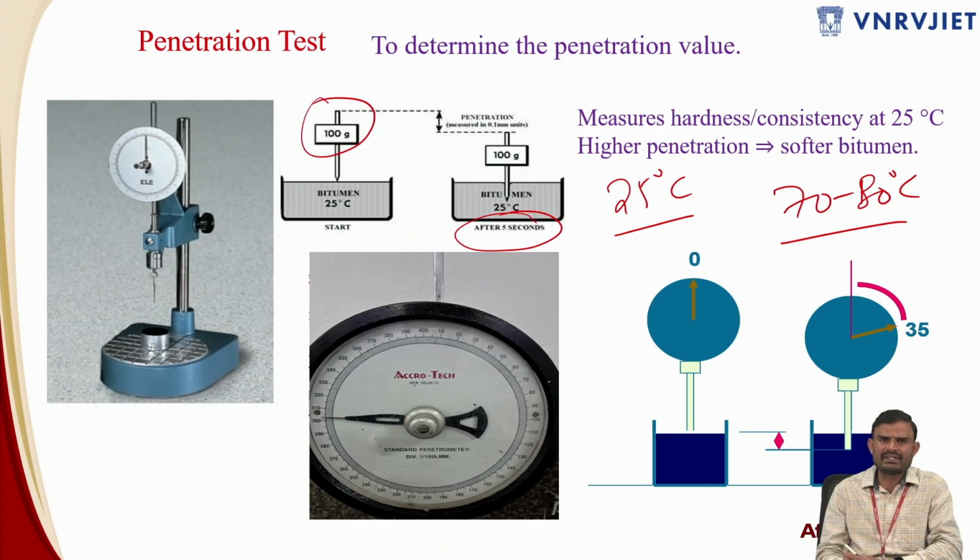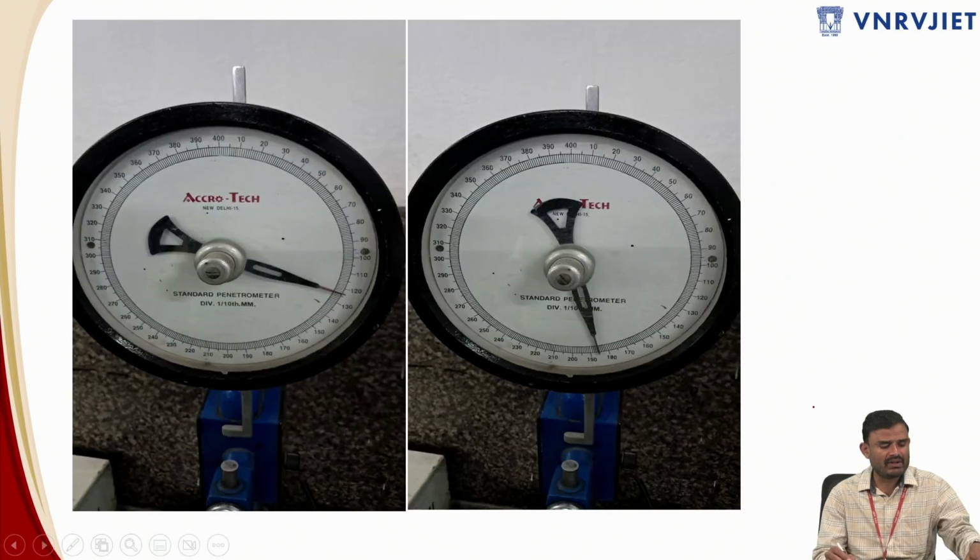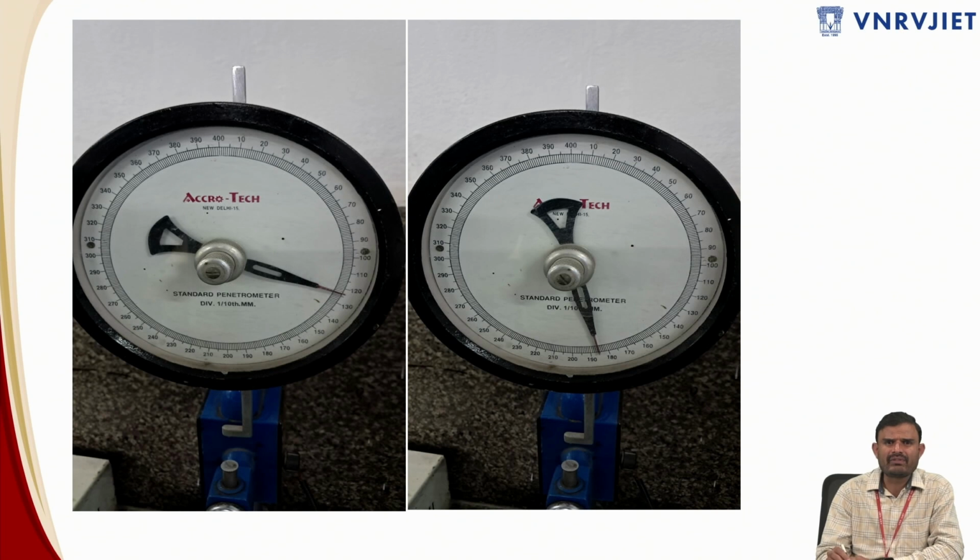After that, it is conditioned in air for 40 minutes, and then also conditioned in water for another half an hour. Then this mold is directly brought below the penetration mode, and the test is conducted just as I've mentioned. The reading on the graduated circle is 0 at time 0 seconds, and again after the testing condition at time 5 seconds. This is an example which I have got over here.